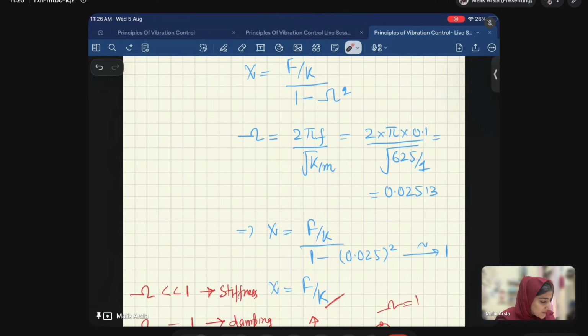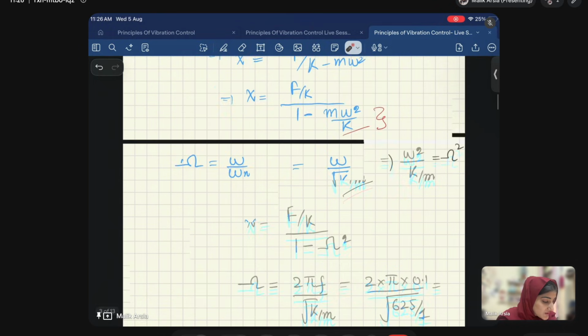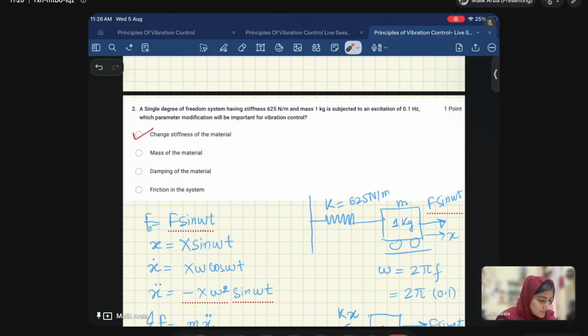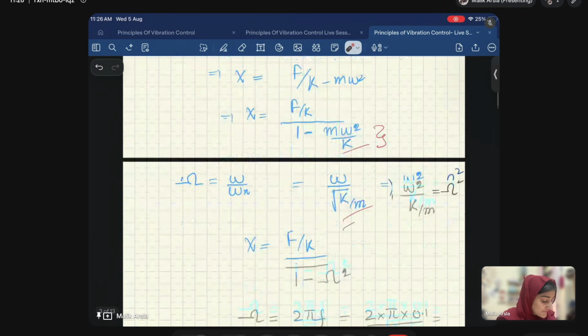Okay, and if you substitute it here, you can see that 1 minus omega square, since this omega is very small, omega square will be much smaller, so it is approximately equal to 1 only. So you can see that this X is equal to F upon k. So here only the stiffness parameter remains. So for this system which we have been given, the important parameter for controlling the vibrations is basically stiffness.